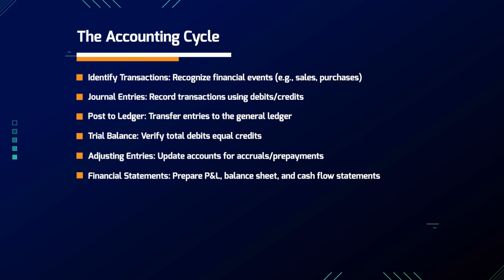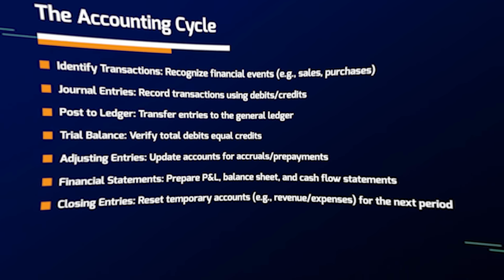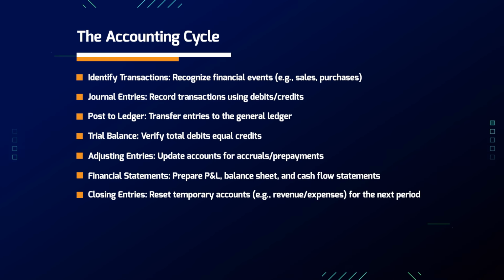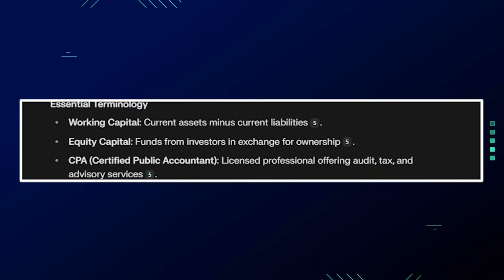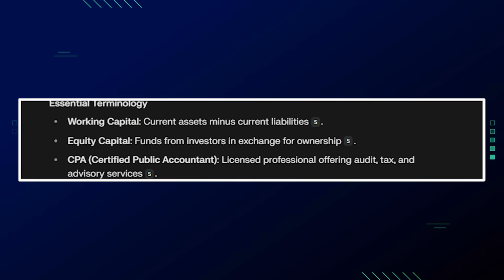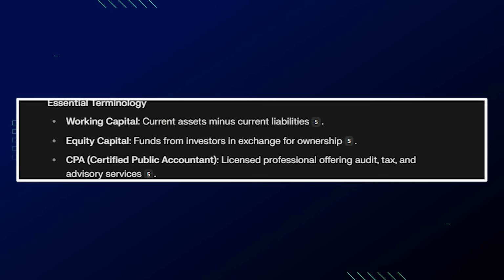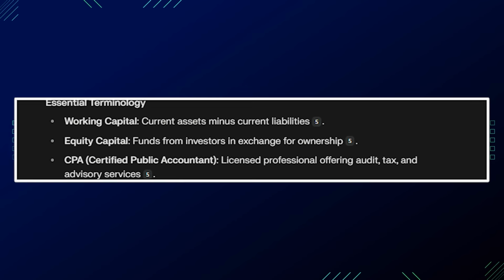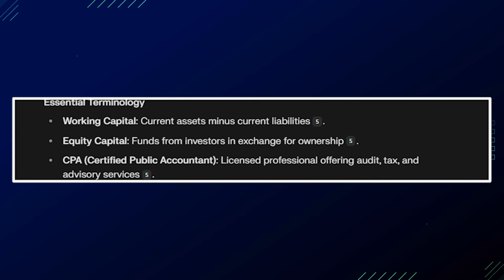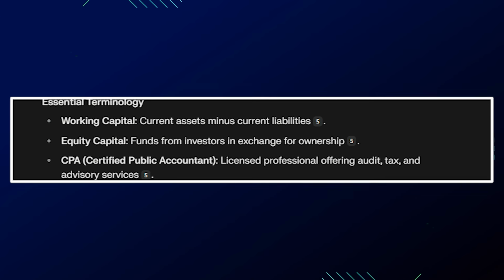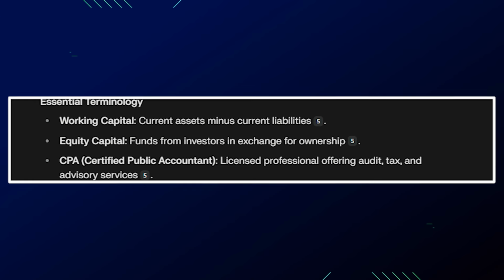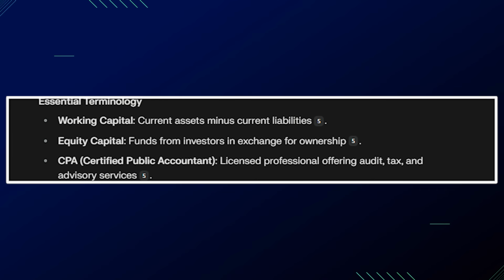Six is financial statements. Prepare the P&L, the balance sheet, and cash flow statements. Seven is closing entries, so reset temporary accounts like revenue and expenses for the next period. The essential terminology: we have working capital, which is current assets minus current liabilities. Equity capital is funds from investors in exchange for ownership. CPA is certified public accountant, a licensed professional offering audit, tax, and advisory services.